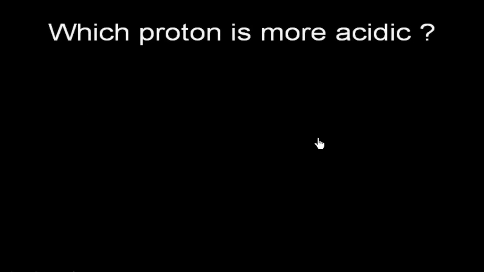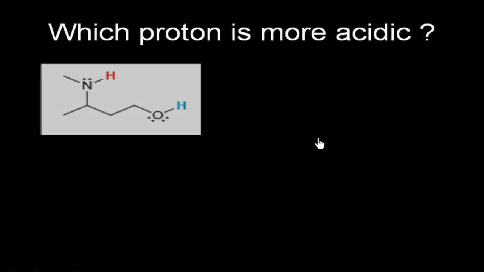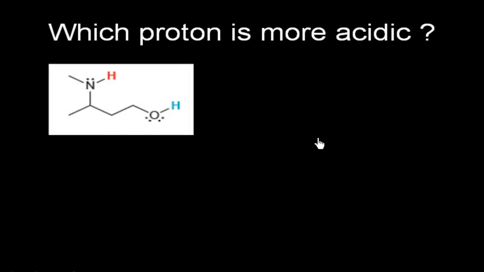Now let us do some exercise. We have to find which proton is more acidic. I have in this case two protons, one proton here and another proton here, and we have to decide which proton is more acidic. So what will be the idea? Let us make the negative charge from here and make the negative charge from here and see the stability.